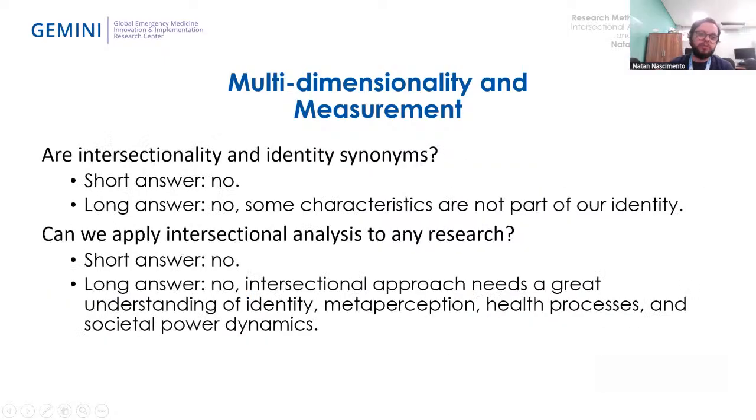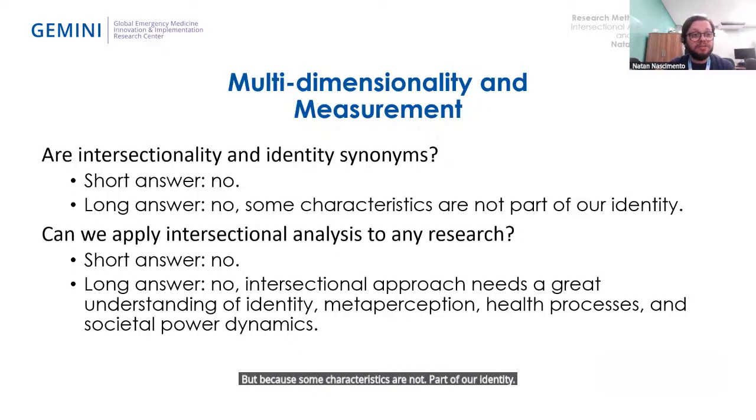And then we go to intersectionality and identity as synonyms. Short answer, no. Long answer, also no. Because some characteristics are not part of our identity. So do you need to identify yourself as poor to be affected by poverty? And yet we use poverty as a measure all the time in intersectional analysis. So intersectionality and identity are not synonyms.